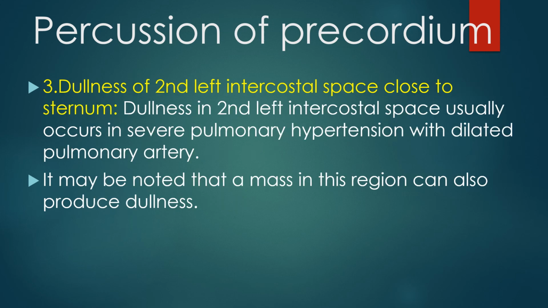3. Dullness of second left intercostal space close to sternum. Dullness in second left intercostal space usually occurs in severe pulmonary hypertension with dilated pulmonary artery. It may be noted that a mass in this region can also produce dullness.